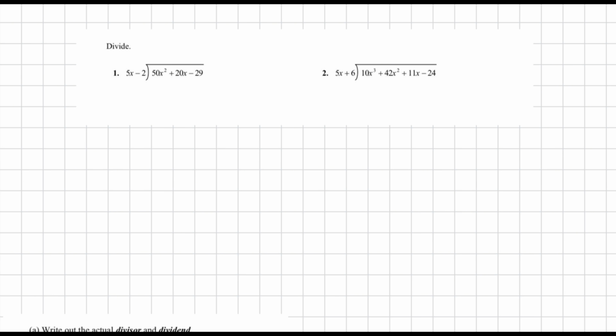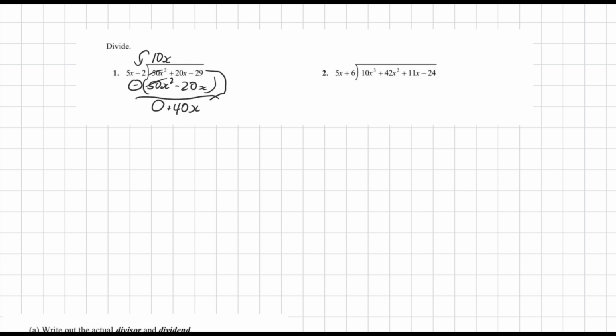So what you're going to do is see how many times the 5x goes into 50x squared. Anytime you're doing long division, you only look at the first term, so the 5x. So 5x goes into 50x squared 10x times, because 10x times 5x is 50x squared. Then we times 10x by our negative 2, so we get negative 20x. We're going to take this away, so you times it by negative. This cancels out, so we get 0 here, and then positive 20x plus 20x, because we apply that negative, is going to be 40x.